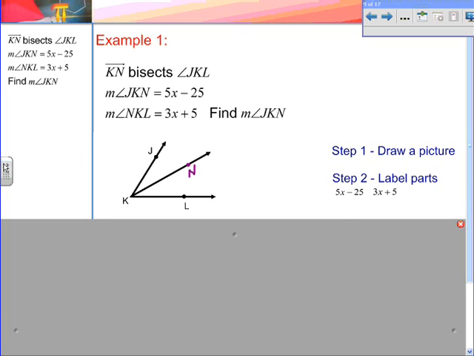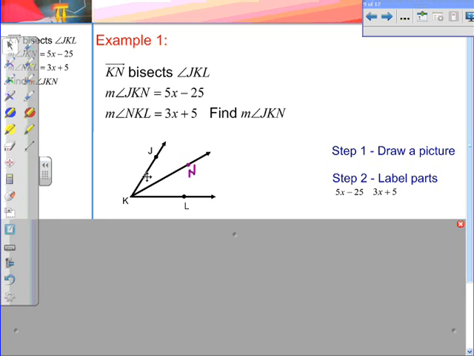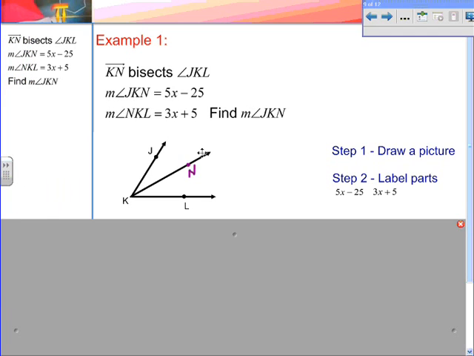Check. Step 2, label the parts. What do we know? We know that the measure of angle JKN is 5x minus 25. So JKN is here. So I'm going to take my 5x minus 25 and write that on the inside of the angle so I know exactly what's what. So angle JKN is 5x minus 25. Angle NKL is 3x plus 5.